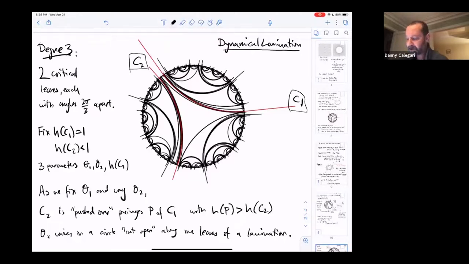So these functions, theta 1, theta 2, they're very nice functions on the space and they tell you exactly where you are, but they're not continuous. And the reason they're not continuous was exactly that phenomenon I described before. As I was moving C2 around, every time it got to a bigger leaf, which might have been C1, or one of its pre-images if C2 was sufficiently short, it had to hop to the other side, okay? So there's this discontinuity.